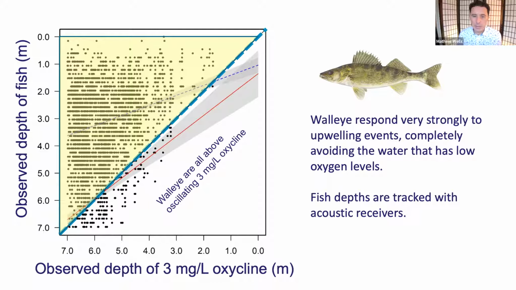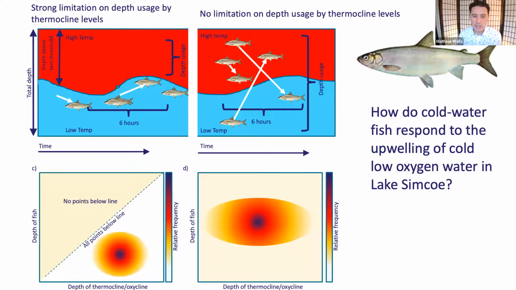So that makes sense. Now, what happens in a cold lake, for a cold water fish, where the fish are trying to stay below the thermocline? It would look much the same as the previous graph, except now all the fish observations would be below the thermocline on the left, whereas if they weren't paying any attention, it would look like the picture on the right. So which one does it look like here?